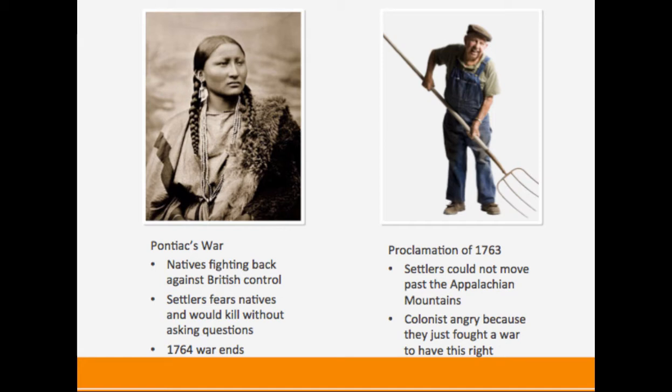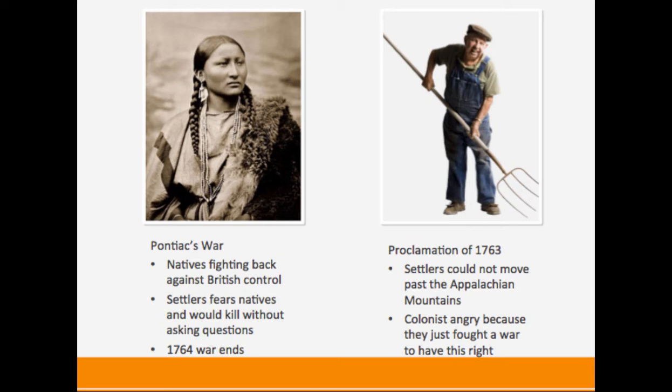Now, settlers feared that natives would kill them, so they would in turn kill them on sight. They wouldn't even ask questions. And something turns out from this negative connection between the colonists and the Native Americans and turns into something called Pontiac's War. Now, Pontiac's War is just Native Americans trying to fight against the British from expanding into the West, and it ended pretty much by 1764.